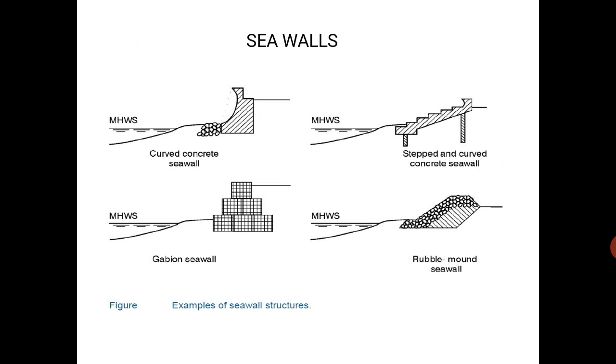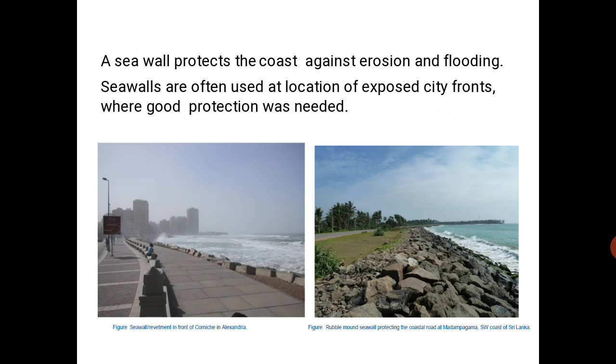A sea wall protects the coast against erosion and flooding. Sea walls are often used at locations of exposed city fronts where good protection is needed. We can see the image of the sea walls.